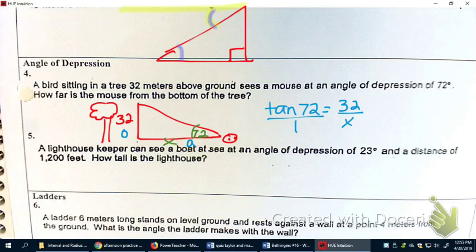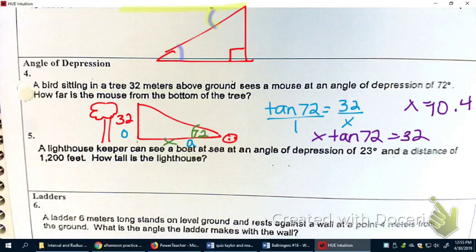Put it over 1. Let's cross multiply. I'll give you a second, see if you can solve for it. Okay, so on this one, when we cross multiply, we get x tan 72 equals 32. So it's a dividing question because the x is with the tan. And so once we do that, you divide by the tangent of 72 and you get 10.4. Okay?